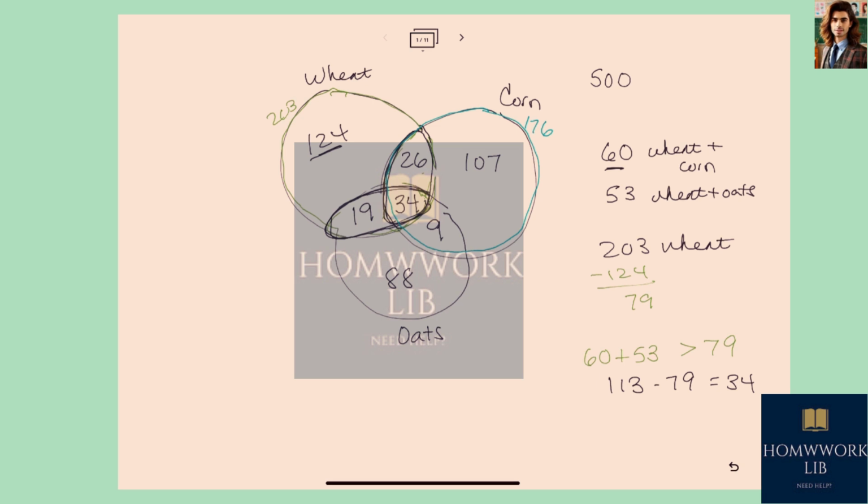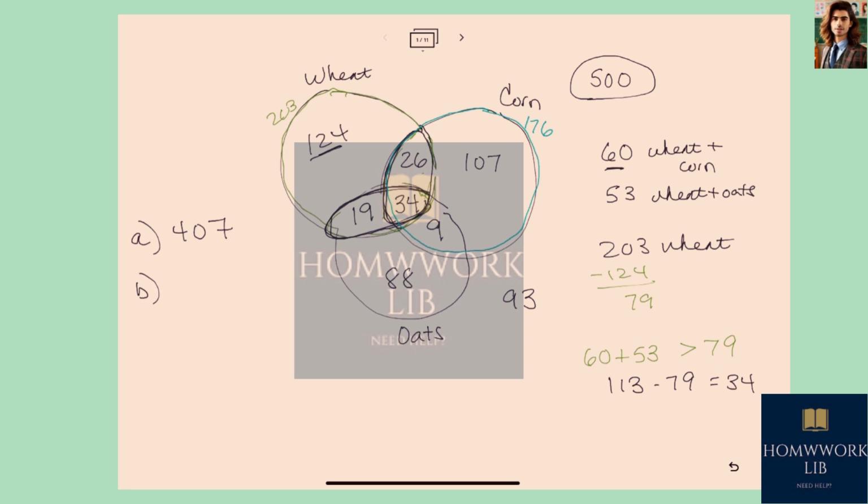So let's see. In question A, how many people grew at least one of the three? So I want to add all the numbers inside the circles. So 124 plus 107 plus 88 plus 19 plus 26 plus 9 plus 34. 407 people grew at least something. Because remember, we surveyed 500, and if we have 407 in the circles, then that means 93 people didn't grow wheat, corn, or oats.